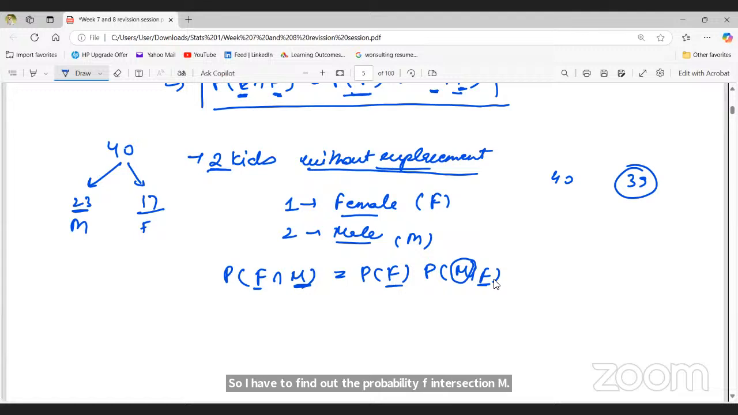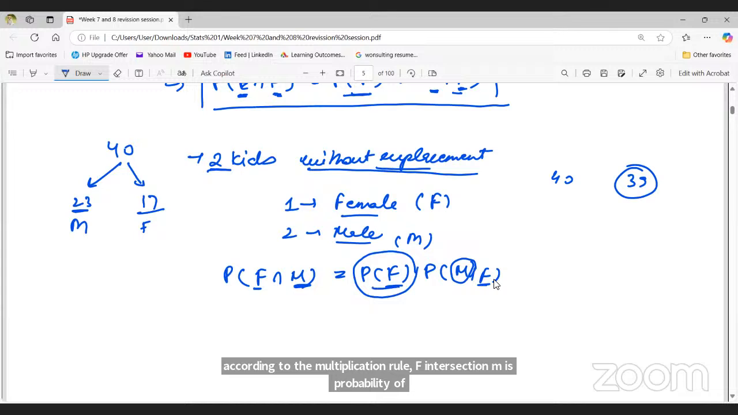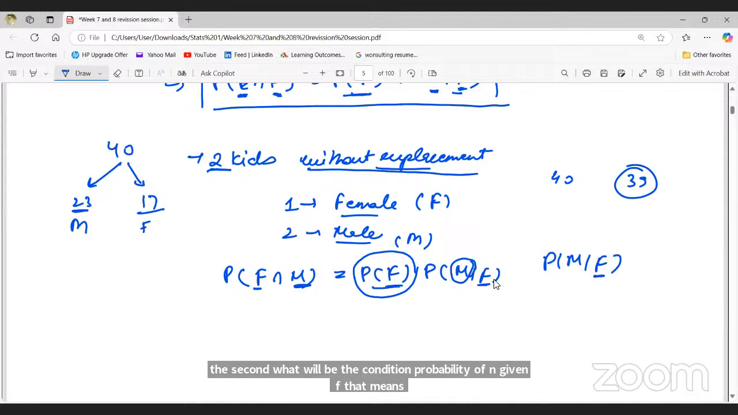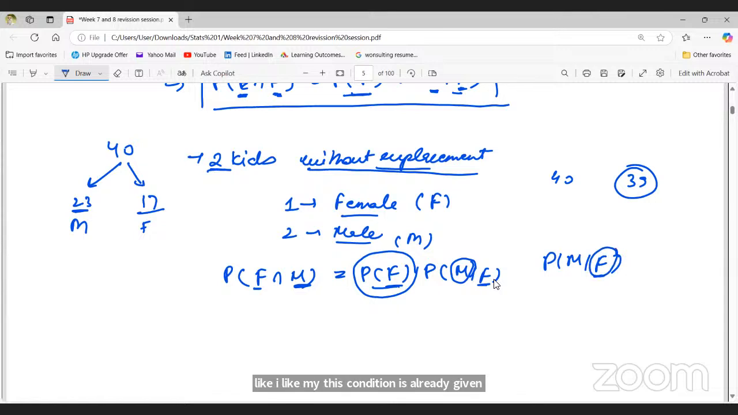Yes, ma'am. So according to the multiplication rule, F intersection M is probability of F, that is the event that I'm selecting the first student as female. Now for the second, what will be the condition? Probability of M given F. That means this condition is already given. I've selected one student that is female earlier. So given this condition, I have to select the second student, which is male. Getting my point?